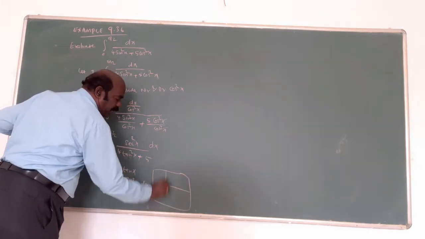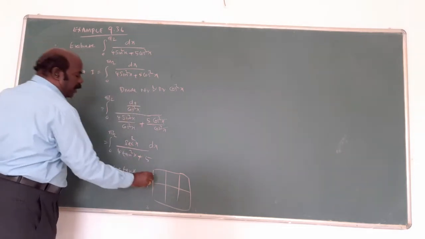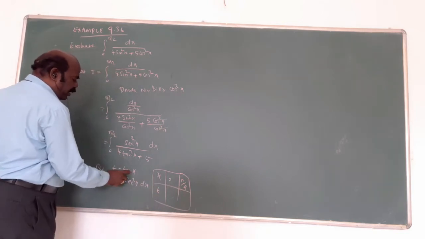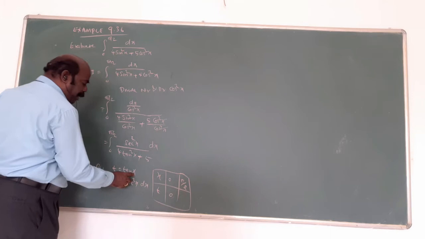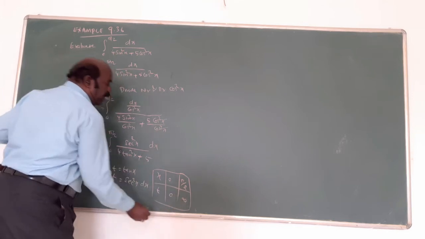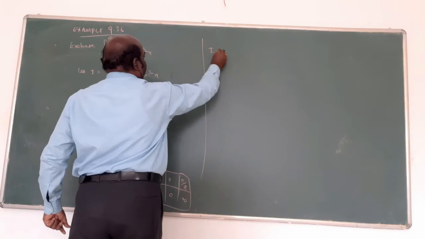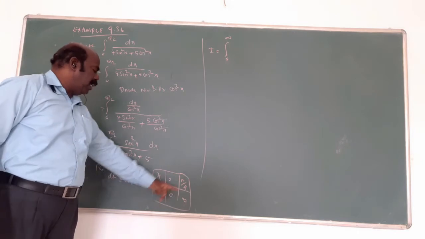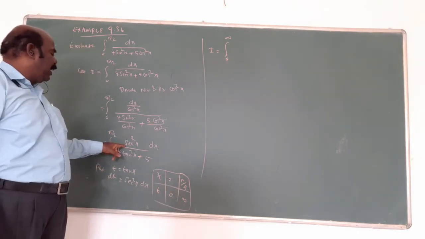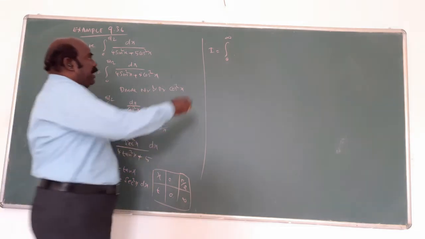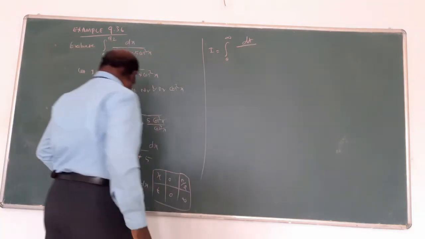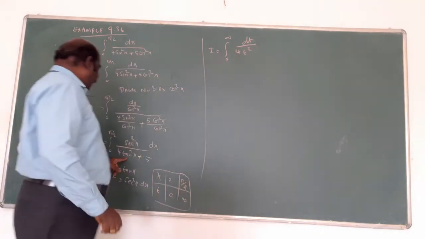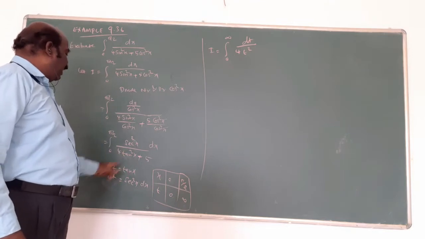The given limit is x from 0 to pi by 2. The t value: when x is 0, tan 0 is 0. When x is pi by 2, tan pi by 2 is infinity. Now I becomes the integral from 0 to infinity. In the numerator, secant square x dx together is dt, divided by the denominator 4 into t square, because tan x is alone t, so tan square x means t square, plus 5. Am I right?